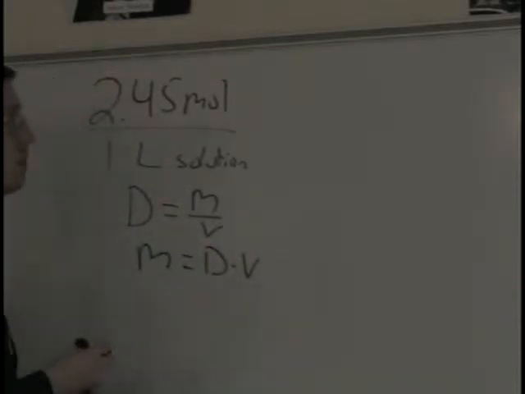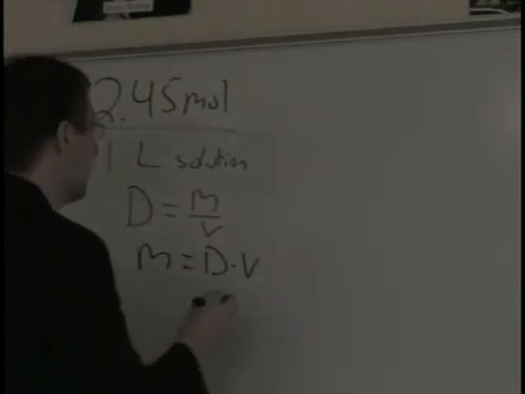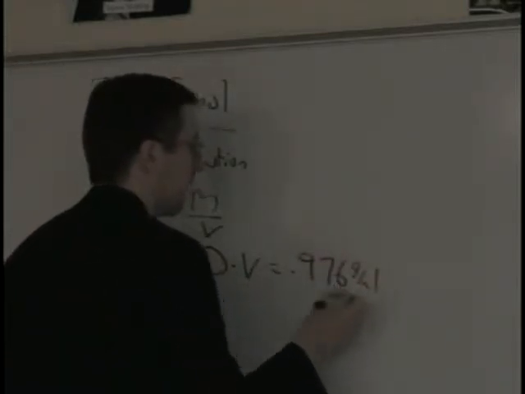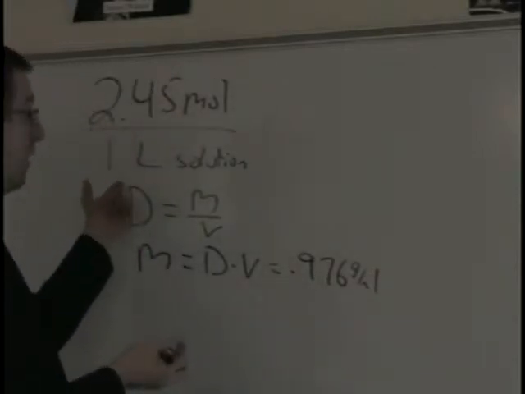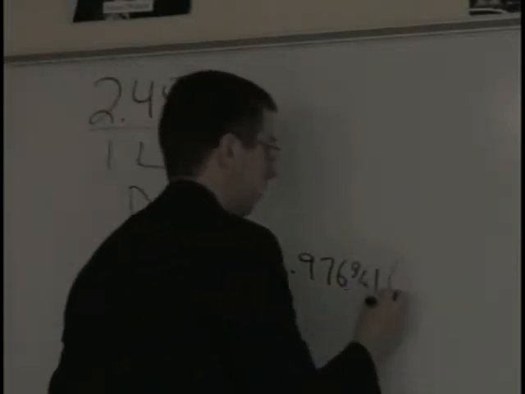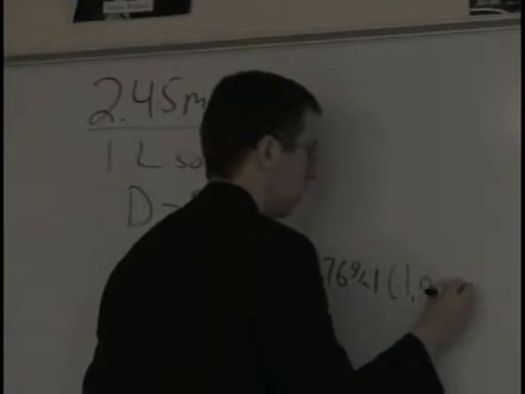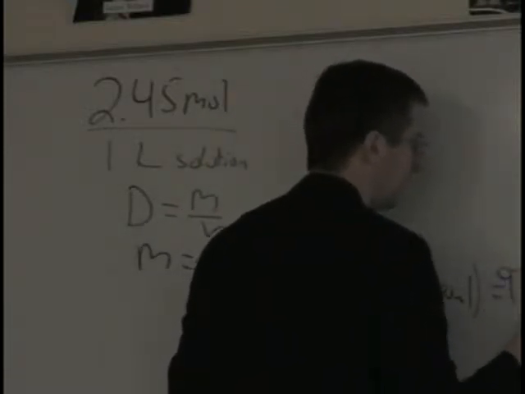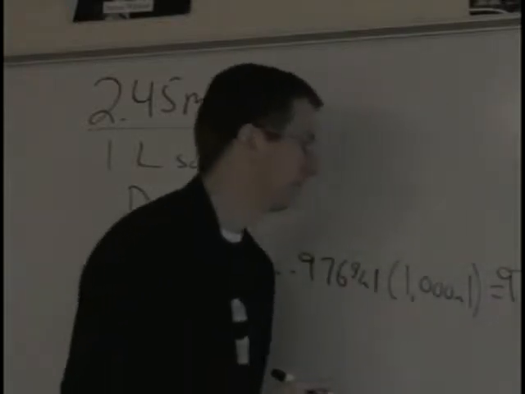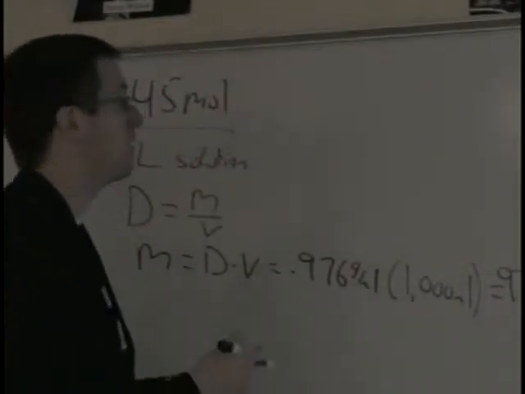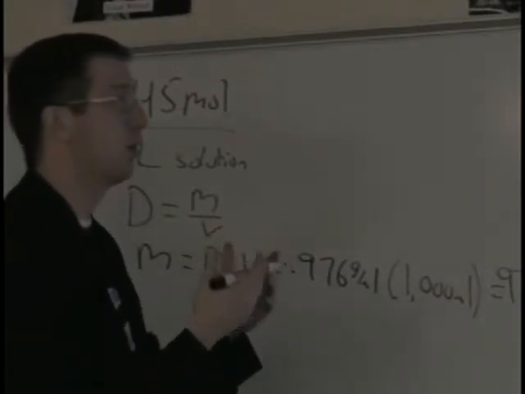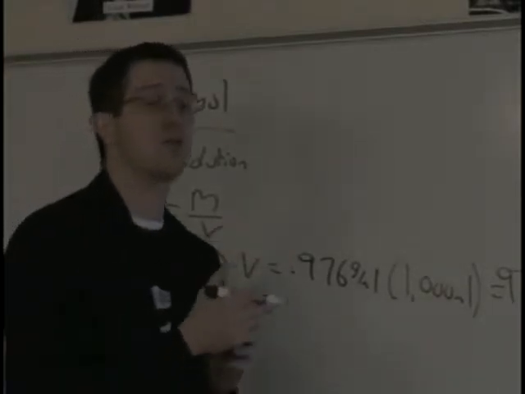So if I multiply the 0.976 grams per milliliter by 1,000 milliliters, that will give me 976 grams. That is of the solution though. So I can't just right away plug that into molality because molality is kilograms of solvent.